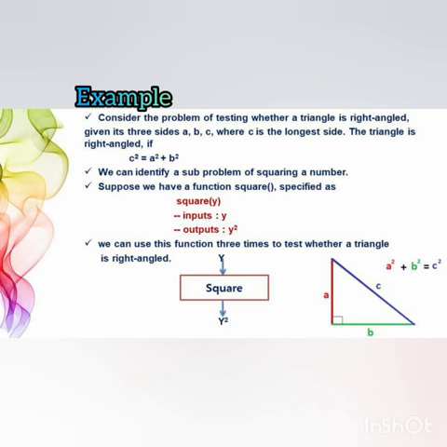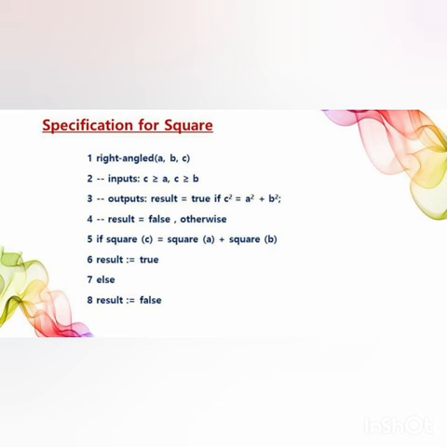We can use this function 3 times to test whether a triangle is right-angled. Let's see an example now. Right-angled of A, B, C. Here the name of the algorithm is right-angled and the input variables are A, B, C. Then the input property is double hyphen inputs: C is greater than or equal to A, C is greater than or equal to B. Here we are using two input properties. So C must be greater than or equal to A and B.